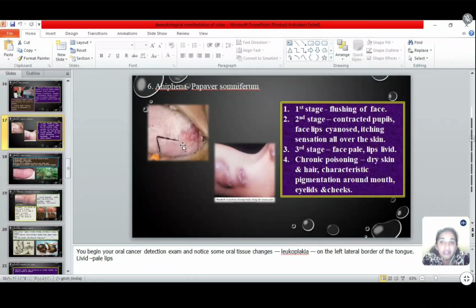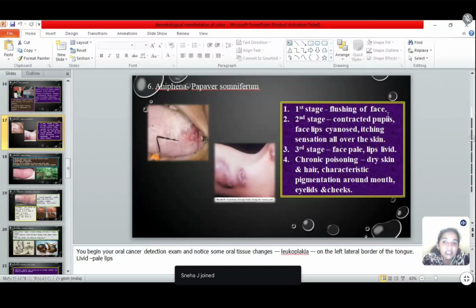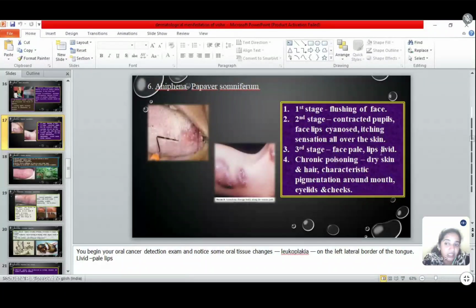In the first stage of drug intoxication, flushing of the face is seen. In the second stage, you see contracted pupils, the face and lips are cyanosed, and an itchy sensation all over the skin is seen. In the third stage, the face is pale and the lips are livid. Next, in chronic poisoning, you see dry skin and hair, and characteristic pigmentations around the mouth, eyelids, and cheek.